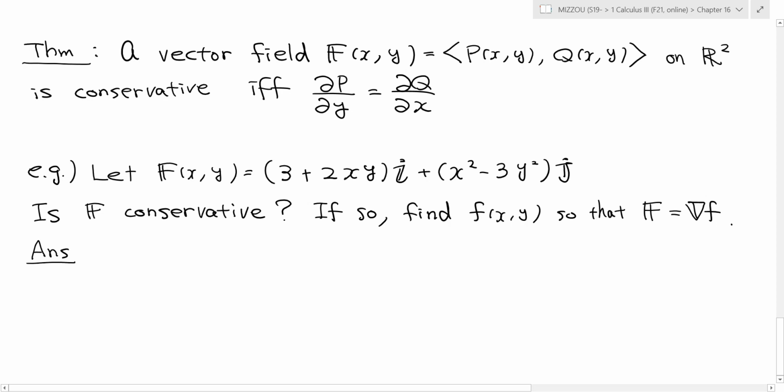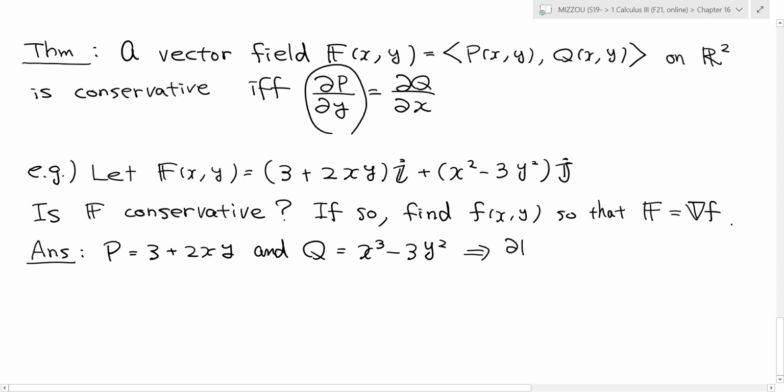So our P, or P of x, y, is 3 plus 2xy, and Q is x squared minus 3y squared. Okay. So therefore from this, you compute this partial P partial y. Remember, you differentiate the x component with y. And in this case, you get 2x.